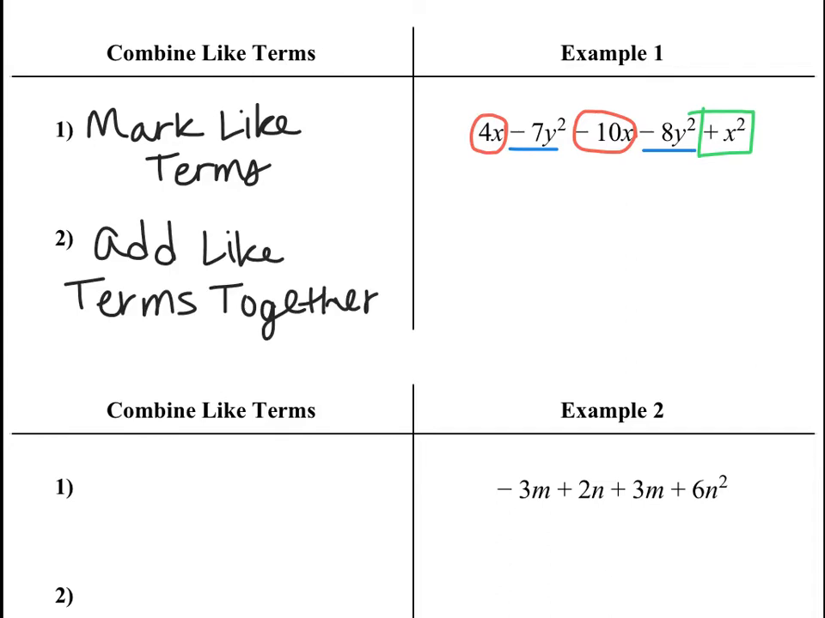Adding these up, 4x plus negative 10x is negative 6x. Negative 7y squared plus negative 8y squared, so you're at negative 7, and then you go down 8 more. That's negative 15y squared. So notice how I'm paying really close attention to the sign in front. And then our little guy who doesn't have any friends, x squared, we're just going to bring him down. And that's it. You can box it if you want.